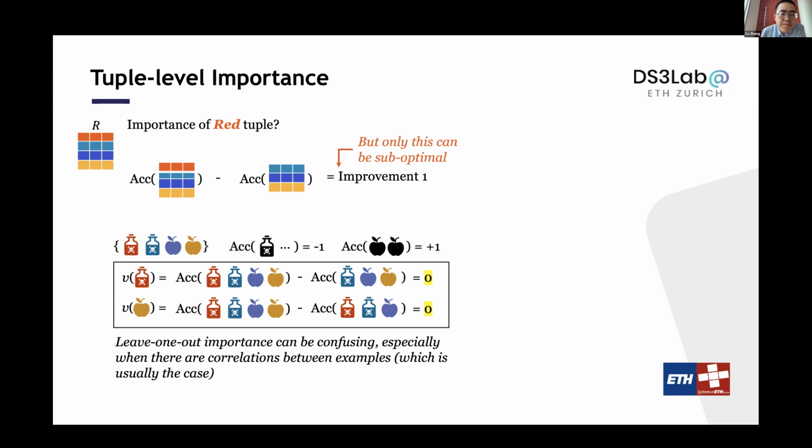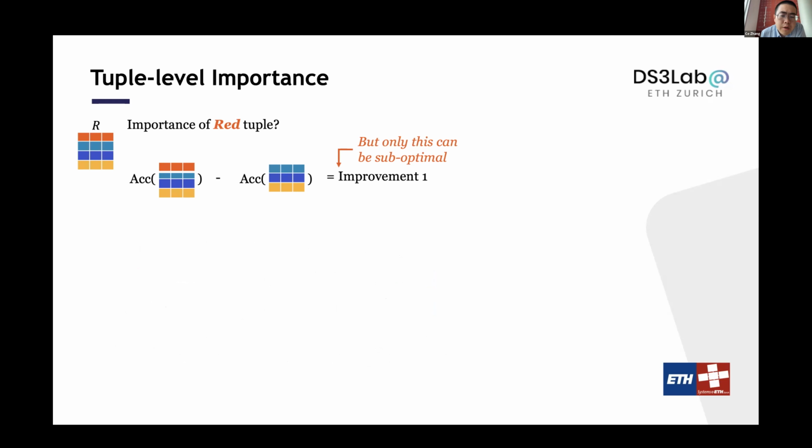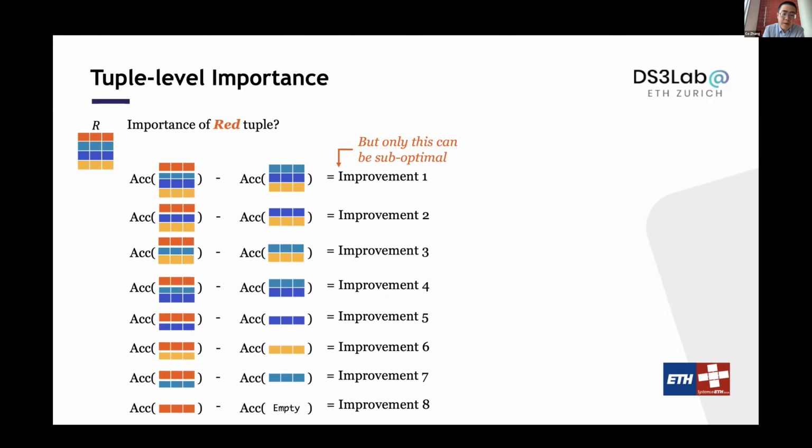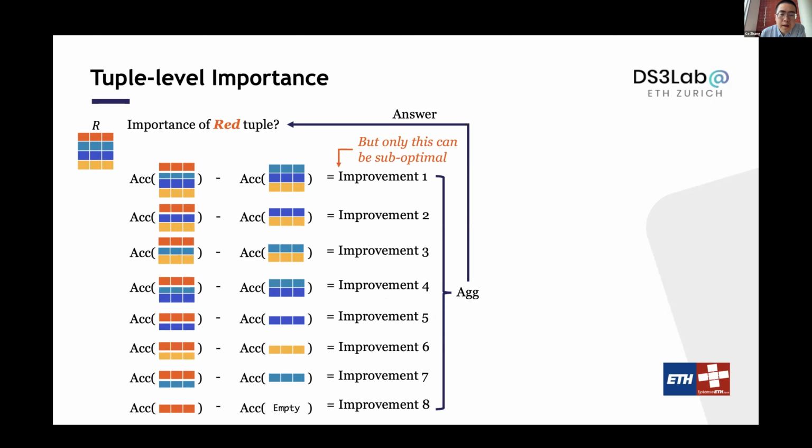So what should we do? There are many things that you can do. You could consider all these different ways you can subsample your data set, and for each one of them, you add in your red tuple and compute this collection of improvements. Then you can aggregate them in a certain way, and then you can use that as the answer for your importance.